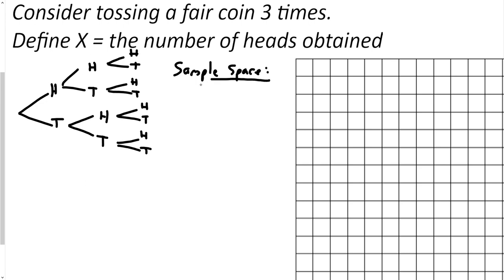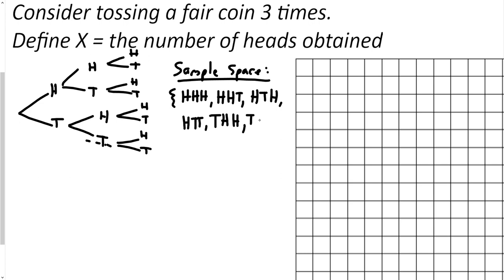So our sample space is, let's list them. We've got heads, heads, heads. We've got heads, heads, tails. We've got heads, tails, heads. And you can just go right down the list. Heads, tails, tails. And 2 more. We got tails, tails, heads. And then tails, tails, tails. So there's our sample space. It's just showing all the possible outcomes.